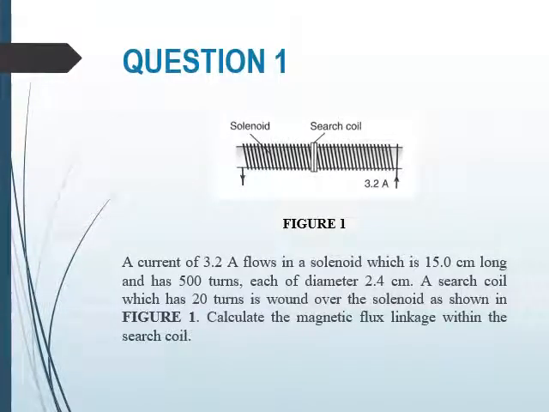Question 1. A current of 3.2 ampere flows in a solenoid which is 15 cm long and has 500 turns, each of diameter 2.4 cm. A search coil which has 20 turns is wound over the solenoid as shown in figure 1. Calculate the magnetic flux linkage within the search coil.